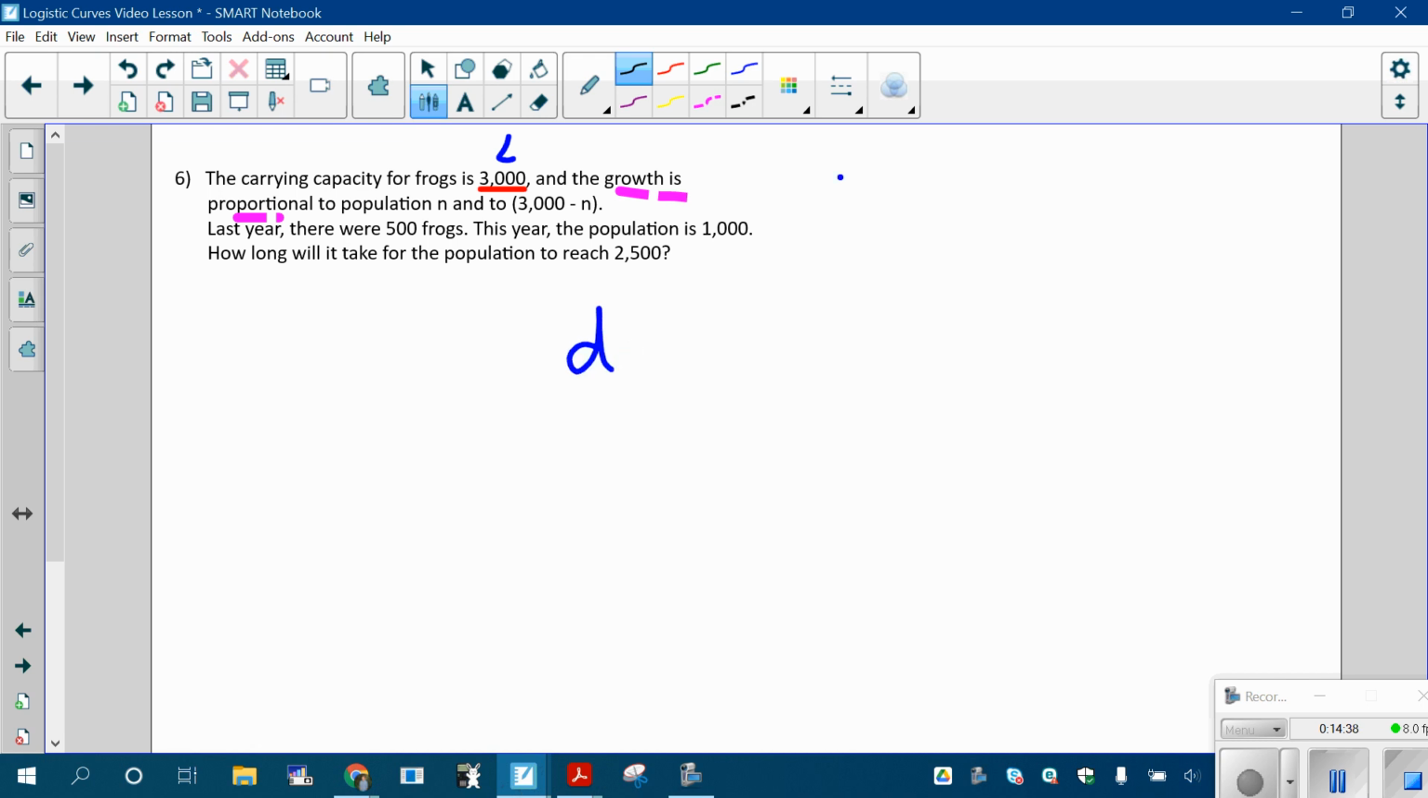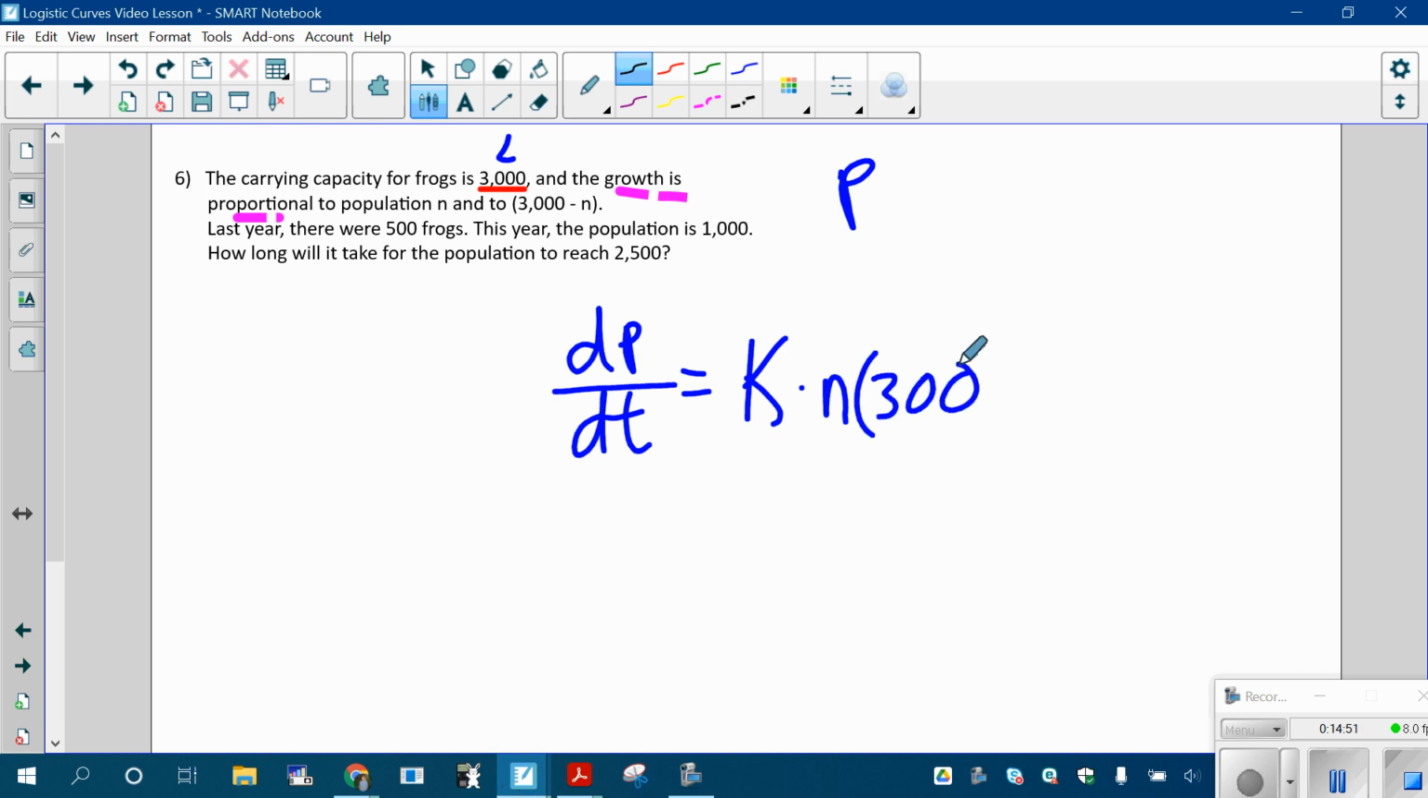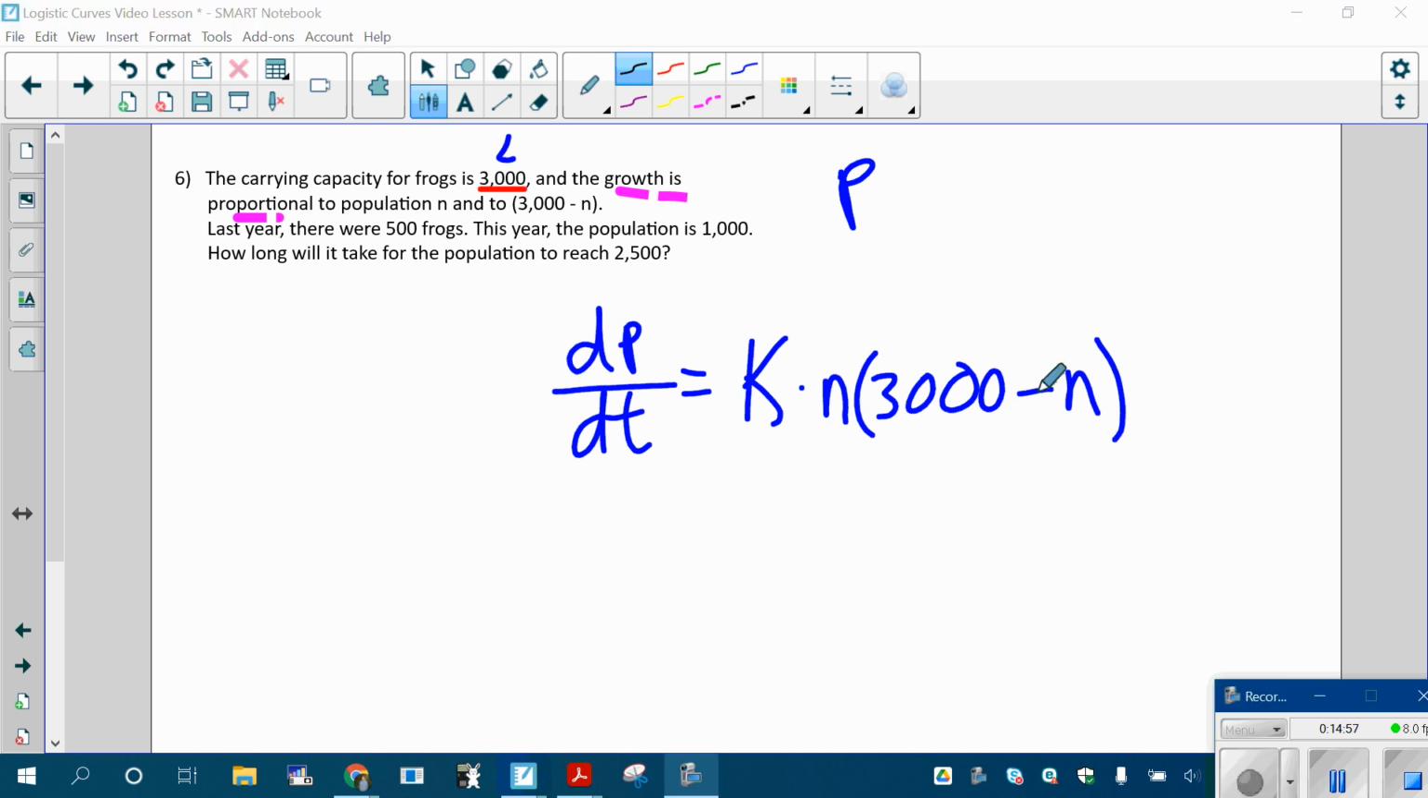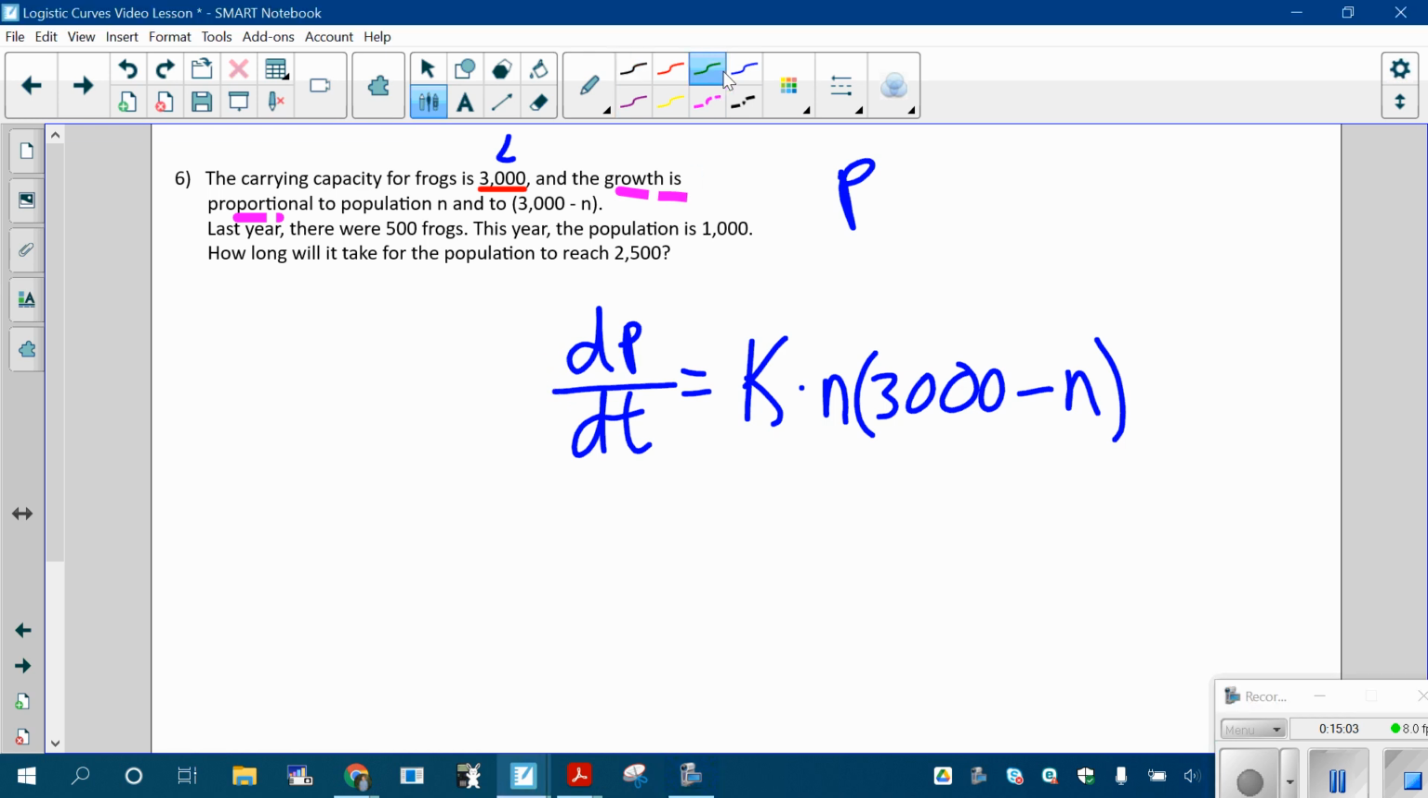I'm going to call my population P. The rate of change, the growth of the population, is proportional. I got to put a constant there, proportional to N and 3,000 minus N. Okay, we need to do something really important here, which is this doesn't quite look like our logistic growth differential equation. Why? Because that has a 1 minus here.